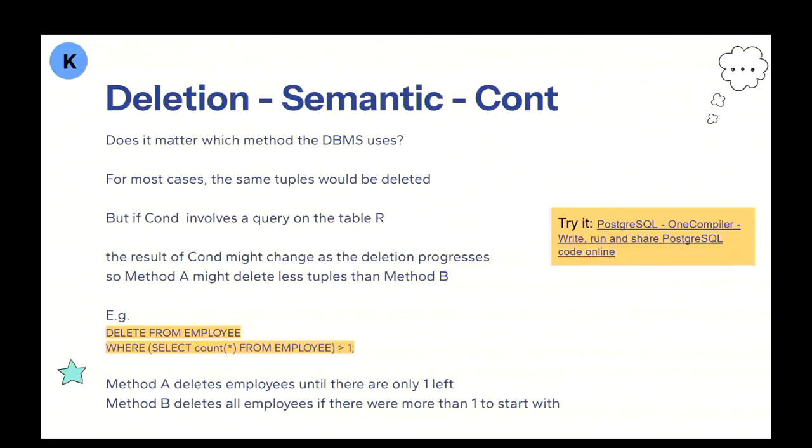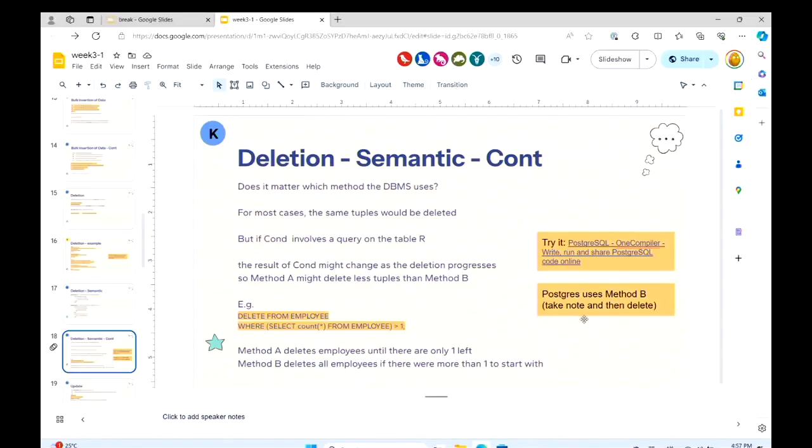So this example shows that normally method B will remove more data items than method A. But you may wonder which method Postgres uses? So let's try it out.